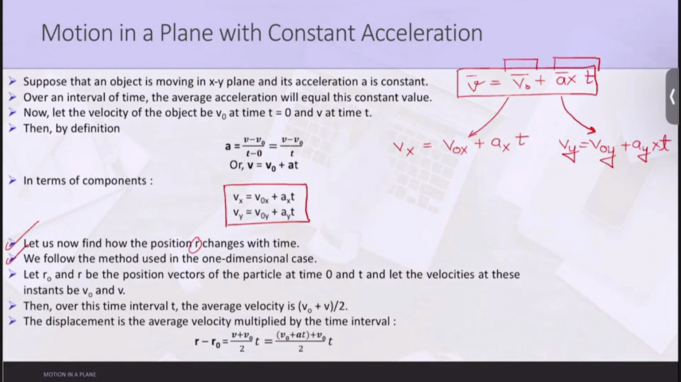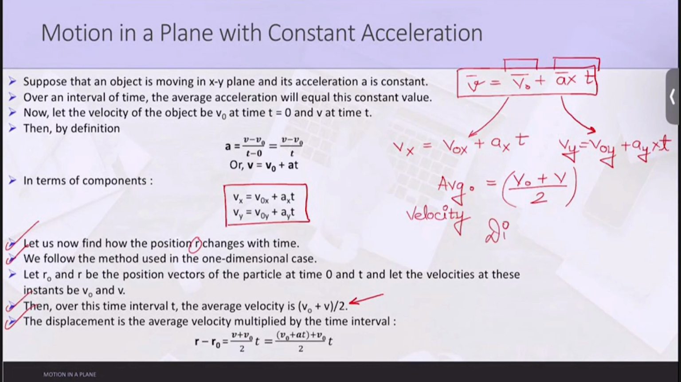Now, over this interval, the average velocity is v naught plus v by 2. This is quite evident from how we understood the second and third kinematics equation derivations, that the average velocity is the mean of the initial and final velocities, v0 plus v divided by 2. The displacement is the average velocity multiplied by the time interval.